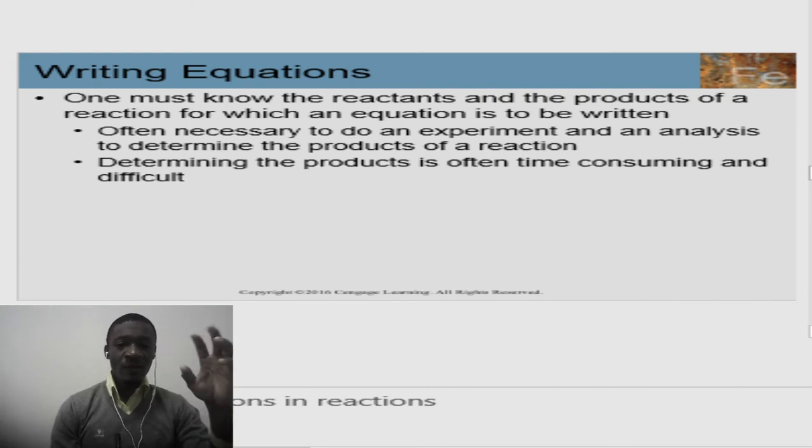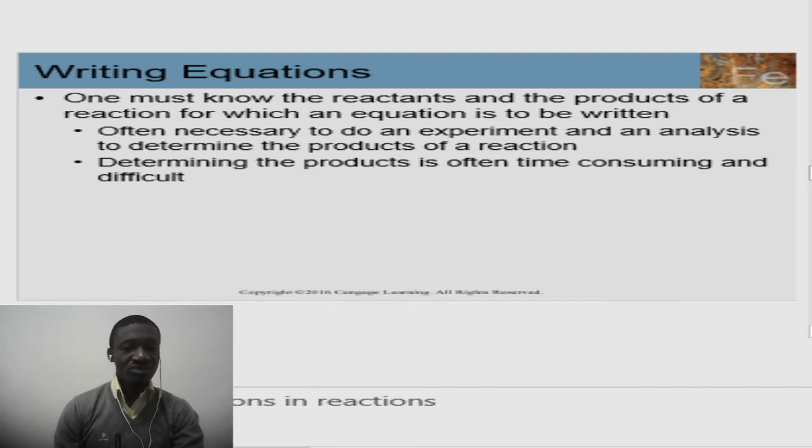People have gotten hurt just doing that blindly. When a reaction is vigorous, you are careful to set the atmosphere to be able to contain it. If a reaction can result in some form of explosion, you have to have a contained environment where the product will be contained. So it's often necessary to do an experimental analysis to determine the products of the reaction.